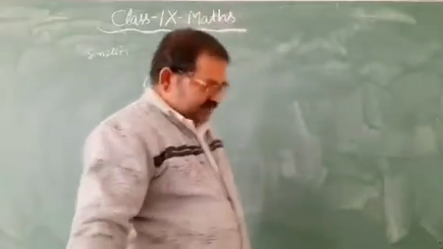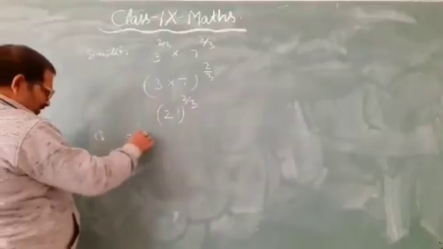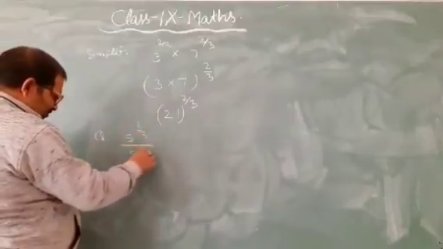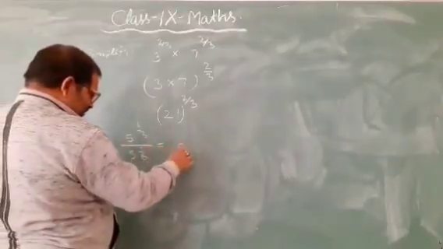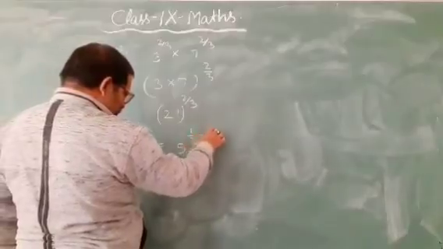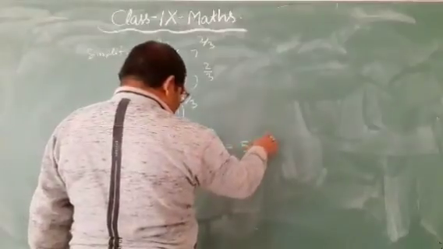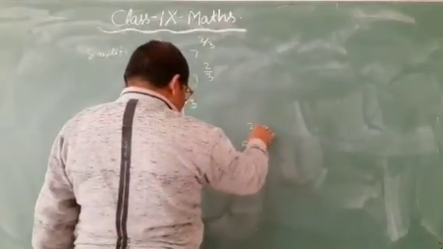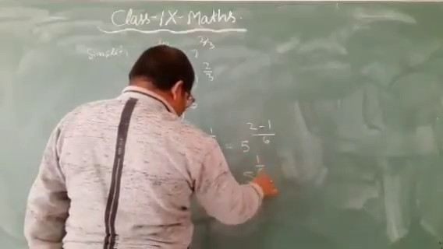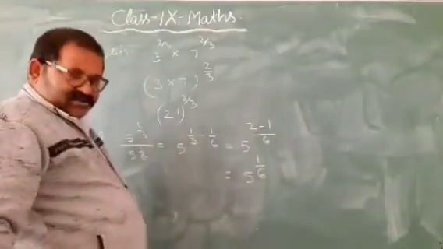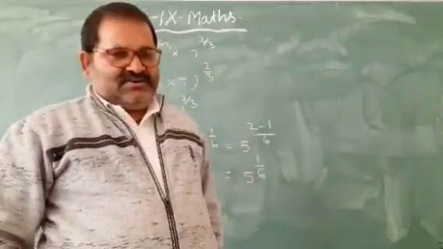Next question: 5 power 1 by 3 and 5 power 1 by 6. Now simplify that. So 5 power 1 by 3 minus 1 by 6, that's equal to 5 power (2 minus 1) by 6. Therefore 5 power 1 by 6. This is the simplification of the given fraction. Clear? Okay, thank you.